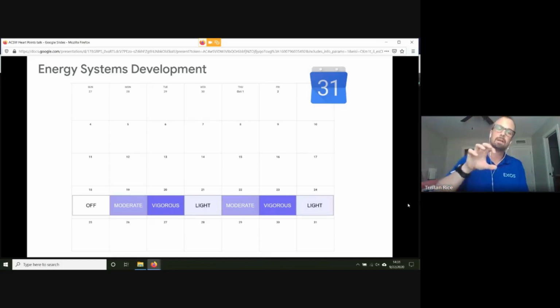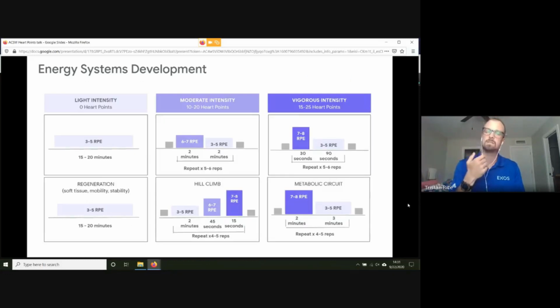We'll talk in a moment about how we calibrate this to an individual. Just keep in mind, this is an example of how we take these individual sessions and build them towards a target week where we can look at accumulating 150 heart points per week. Because then we look at what these sessions could be.